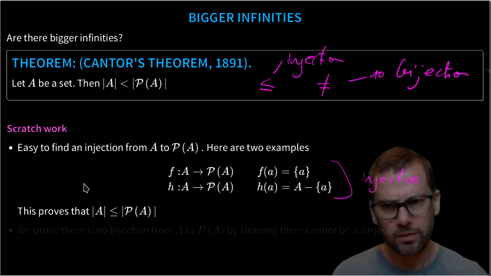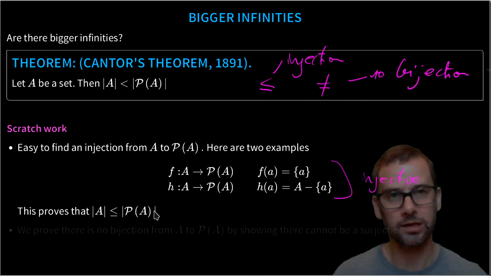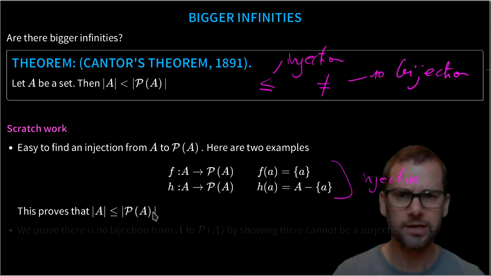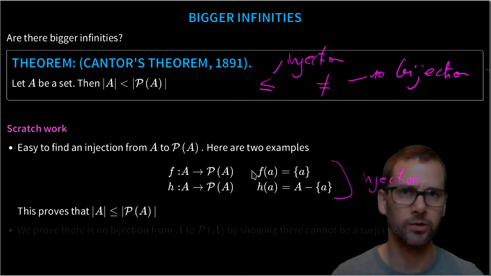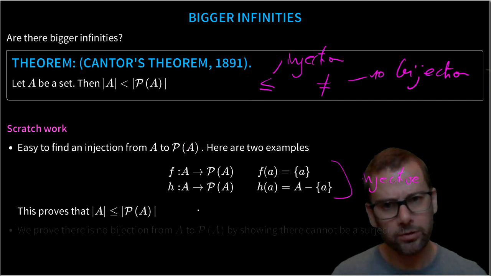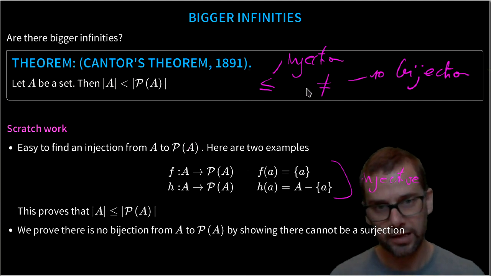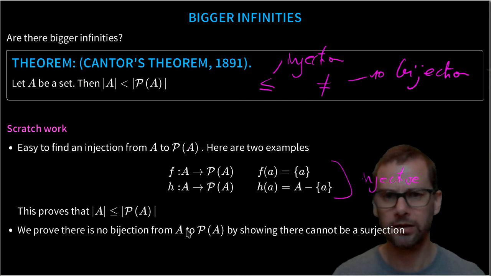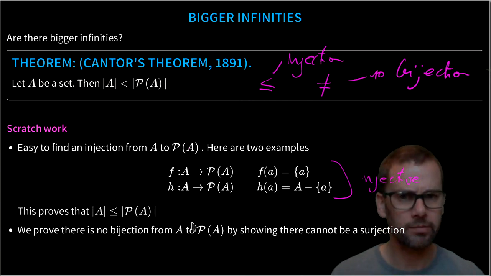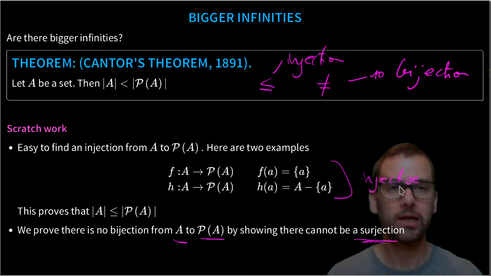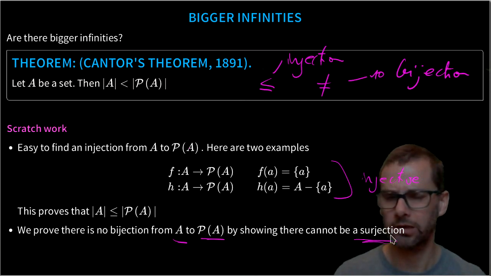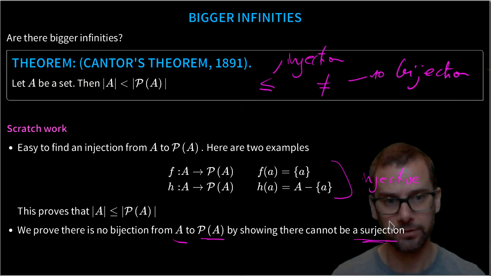Now, this proves that the size of A is less than or equal to the size of the power set of A. Not something terribly surprising, but something we need to do a little bit of work to. So we probably should prove that one of these is an injection. Probably the first one here is the easiest one. Now, we prove that there's no bijection, so that these sets can't possibly be in bijection with each other, not by proving that there's no bijection directly, but instead showing that there cannot be a surjection from A to its power set. So if there cannot be any surjection at all, well, then there can't be a bijection, because a bijection needs to be both an injection and a surjection. So we're actually proving, I guess, something a little bit stronger here by showing that there can't be a surjection.